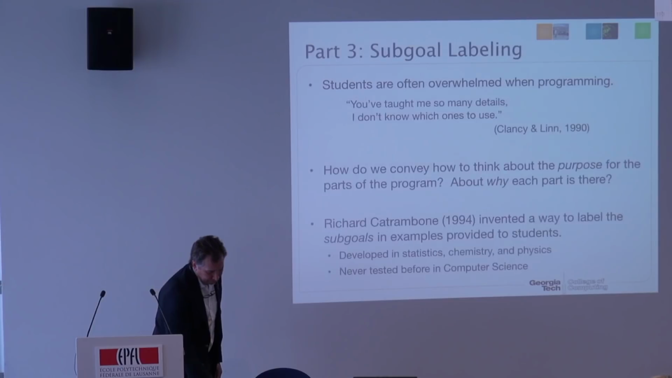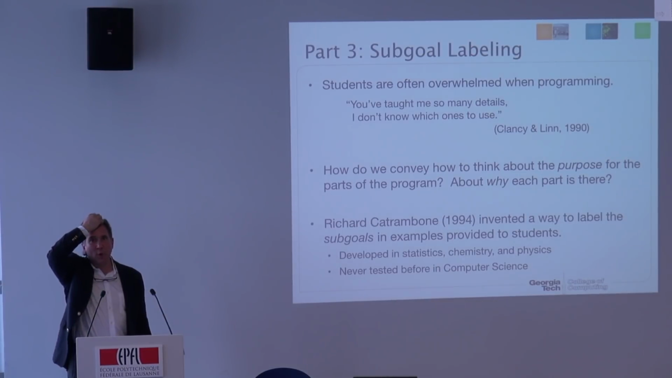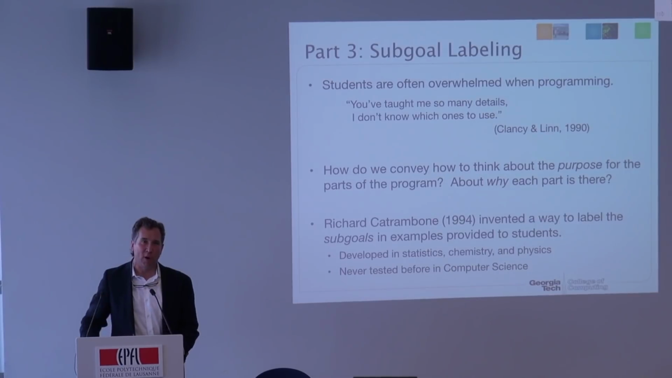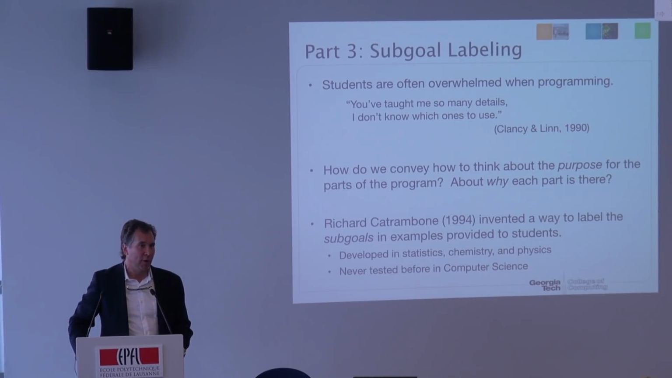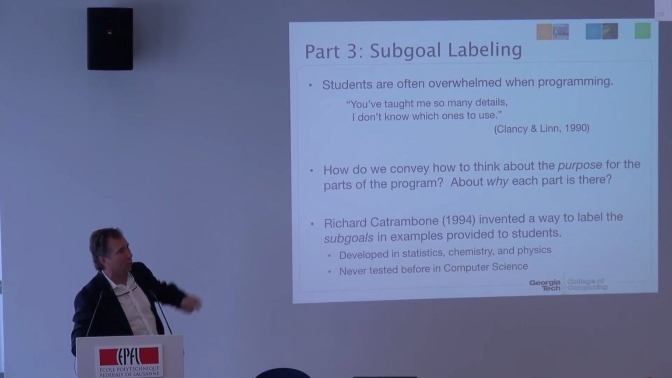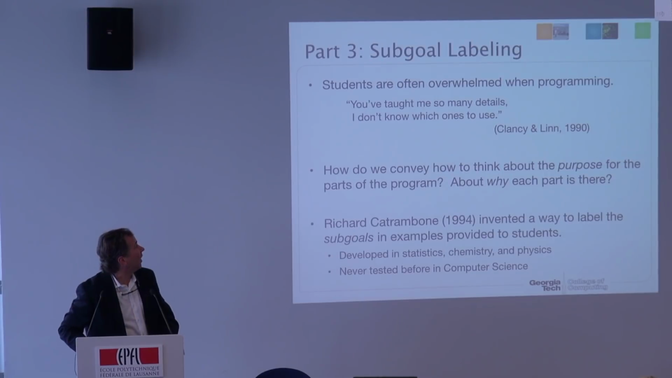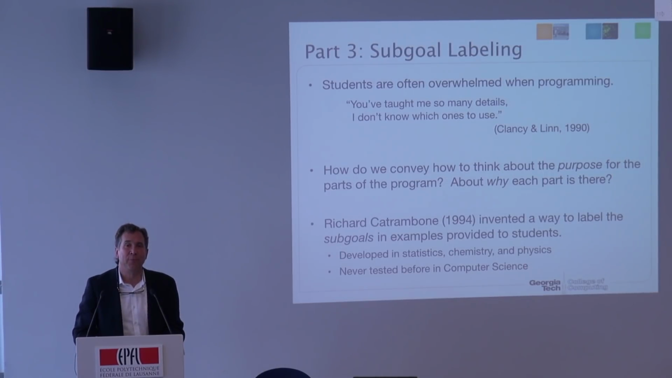Part 3, sub-goal labeling. So one of the challenges of programming is there's a lot of moving parts. There's a lot of things to learn. Back in 1990, there's a quote from Mike Clancy and Marshall Linn at the University of California, Berkeley. They quoted a student saying, "You've taught me so many details, I don't know which ones to use." How do students learn what things they need to use when writing a program? How do they make sense of the why?